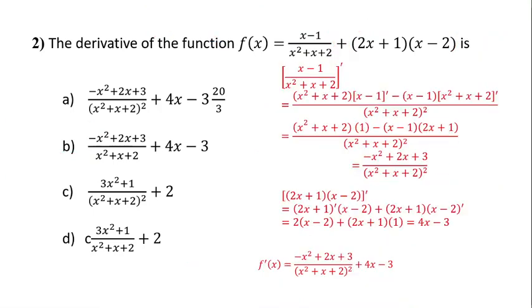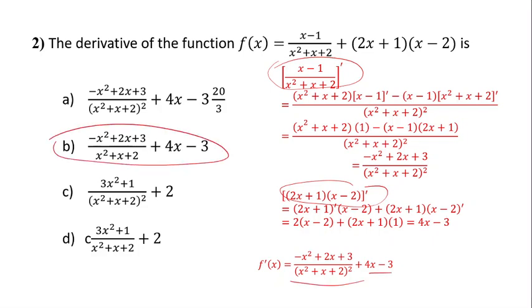Now, this is another way of doing this. It's the same thing, like separately taking the derivatives here and showing 4x minus 3 and this one, and then it comes to the same result.